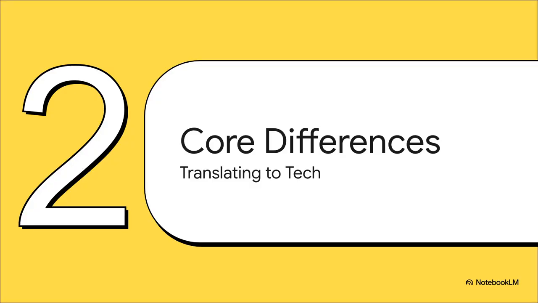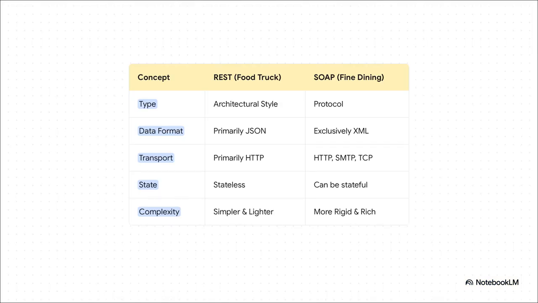Okay, so the food truck analogy is fun, and I think it helps. But let's translate this back into the technical world where we actually work. How do these ideas of food trucks and fine dining really play out when you're looking at code and system architecture? All right, this table is where it all clicks.